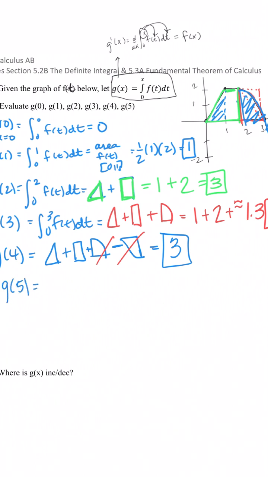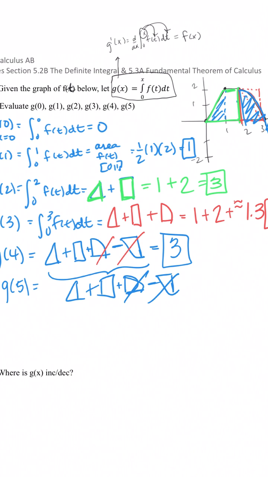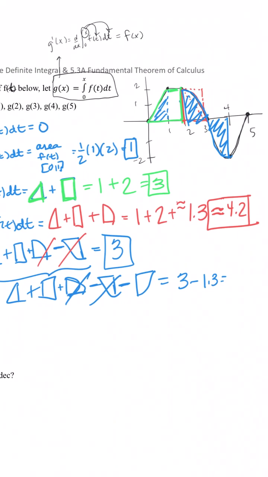And finally, g of 5. It's going to be the same as g of 4. The only thing left is we're going to take all of this, triangle, rectangle, part on the top, minus part on the bottom that we already said was canceling out, and then we still have this other piece on the bottom, like this. And it's below the x-axis, so we're going to subtract that. So I'm going to have 3 minus approximately 1.3, and so we'll call that approximately 1.7.